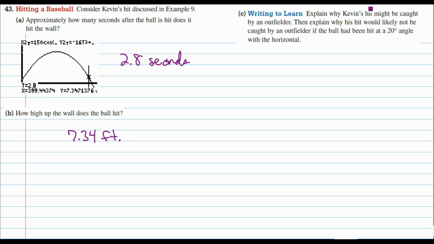Part C, explain why Kevin's hit might be caught by an outfielder. So first things first, Kevin's ball could be caught by an outfielder. I mean, they have a tendency to climb walls, and they're already 6 feet tall, reaching with all their might up to the top and getting the ball with their mitt. I don't know. Then explain why his hit would likely not be caught by an outfielder if the ball had been hit at a 20-degree angle with the horizontal.